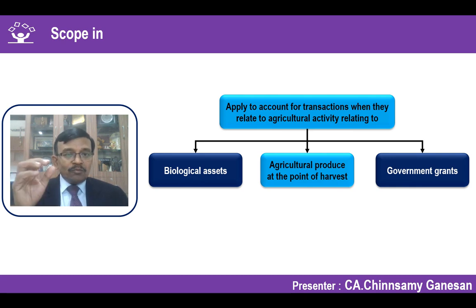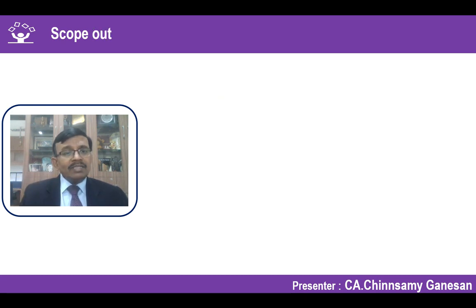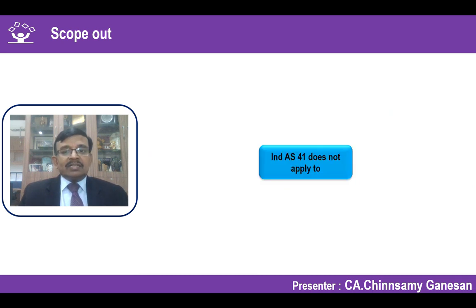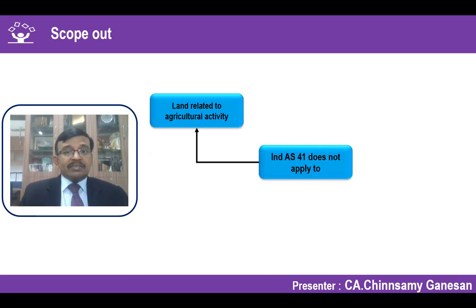So now we are clear what is scoped in. What is scoped out? It does not apply to land relating to agricultural activity. So if there is land, that land still continues to be under property, plant and equipment. That is not part of your biological asset. A biological asset is what is growing on the land which is used for agricultural activity, and the land per se is not considered a biological asset. The land is property, plant and equipment.